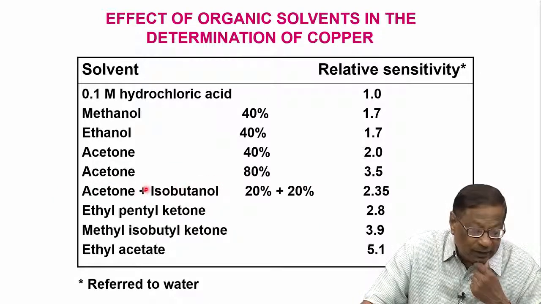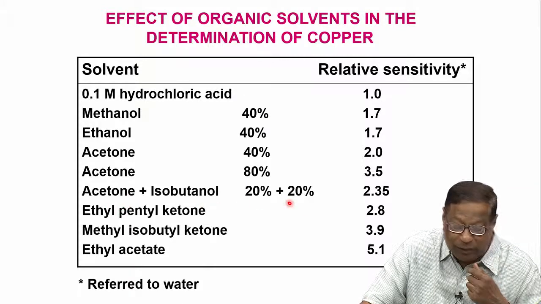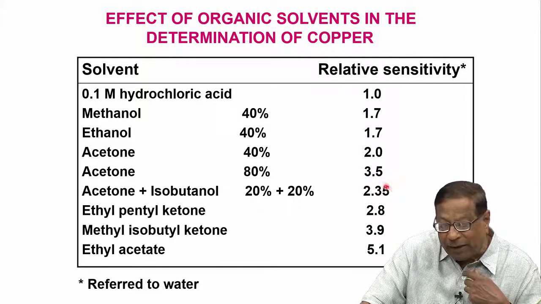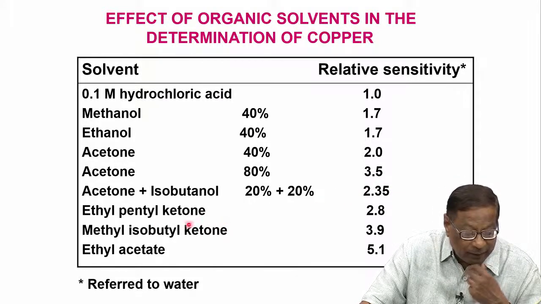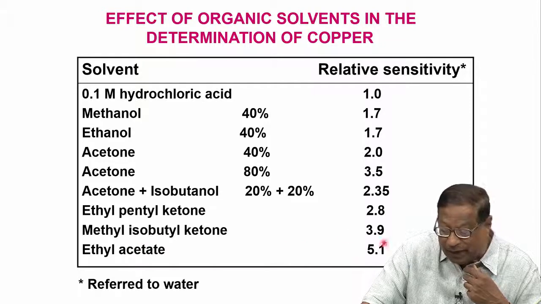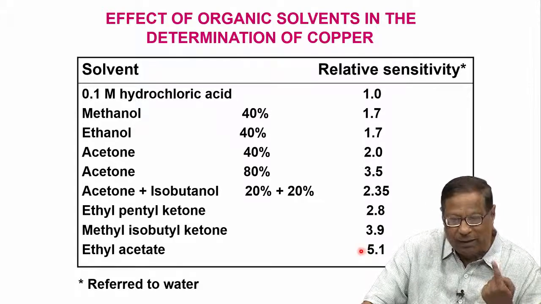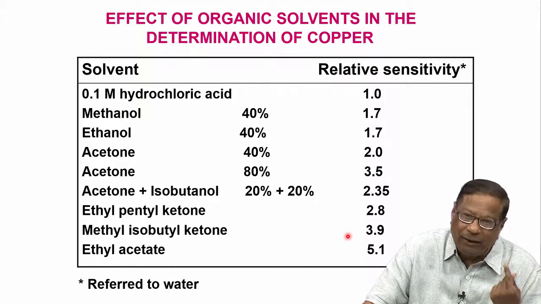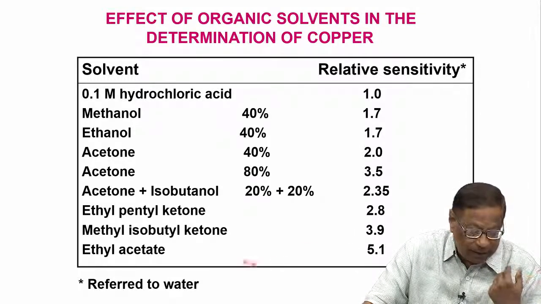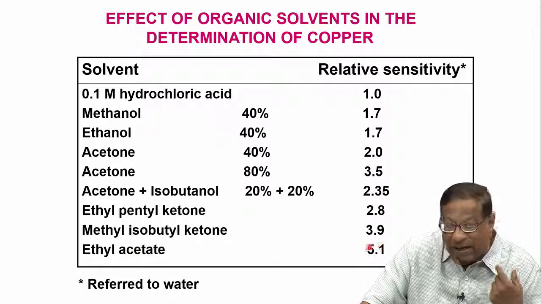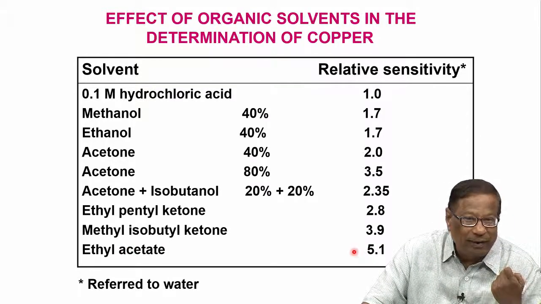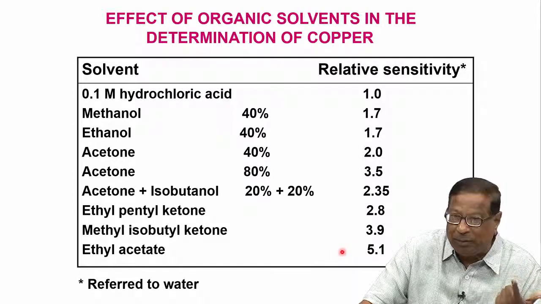Now, sometimes it is possible to use acetone and isobutanol 20-20. Even then the absorbance value would be almost double. And then ethyl pentyl ketone, methyl isobutyl ketone, ethyl acetate. So, if you use ethyl acetate, you get 5 times sensitivity. So, if 1 ppm is the minimum that can be determined in a given sample, then if I use ethyl acetate, I can determine 0.2 ppm, that is 200 ppb, parts per billion.